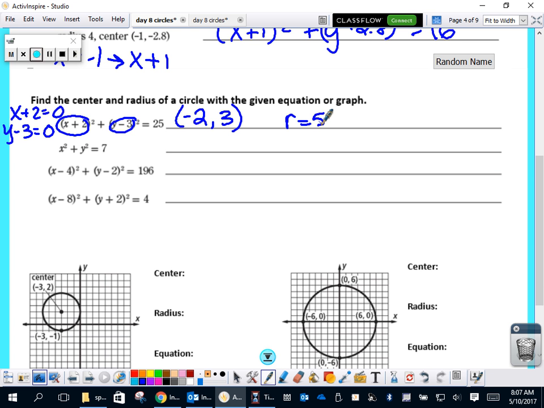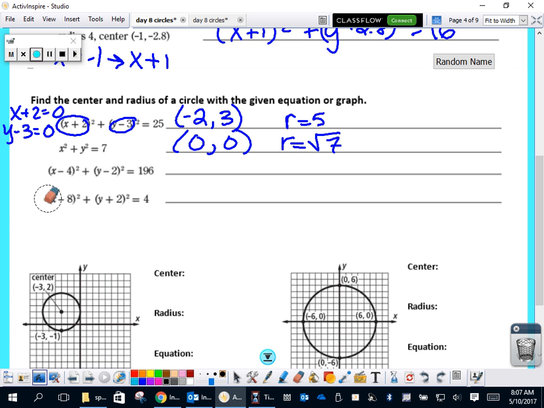What's the center in the next one? 0, 0. When you see just the x squared and the y squared, your center is 0, 0. The radius is what? Well, let's just leave it as, you'll be taking the square root of 7. Okay? So don't put it as a decimal, just do it as square root of 7.